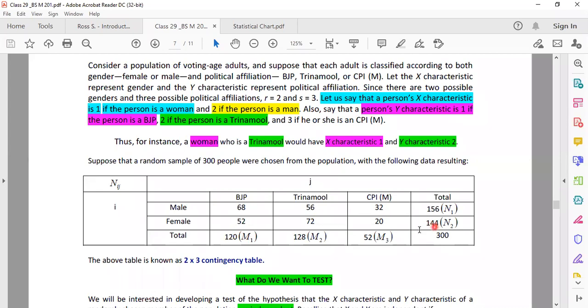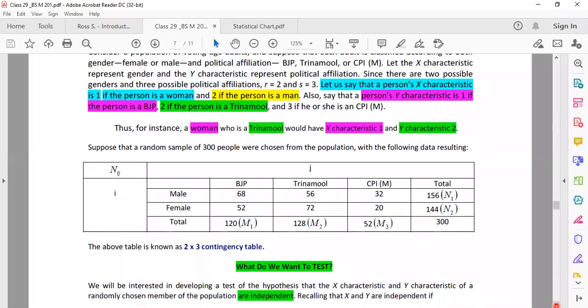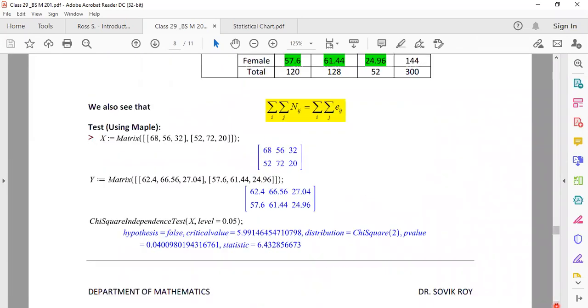Their political affiliations are shown in the columns. But what is important in this particular problem is that the totals of each row and the totals of each column are different. All these values, starting from this cell 68 till 20, are observed frequencies. Although the row totals and the column totals are different, the total of the column totals and the total of the row totals are the same, which is 300. That means 300 people have been questioned, and the null hypothesis is based on a sample of size 300.